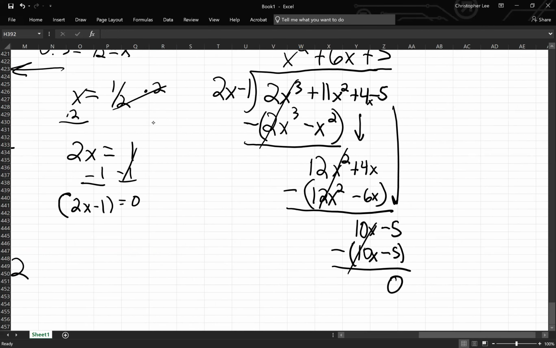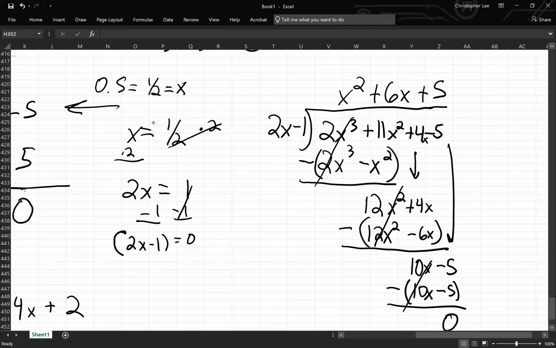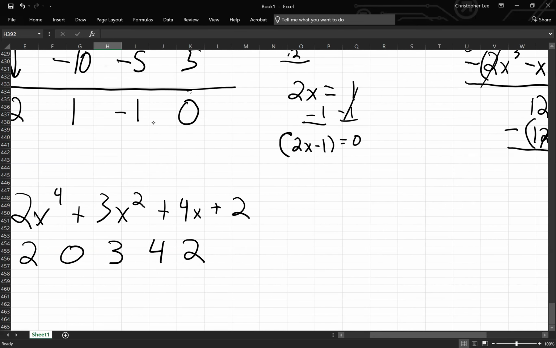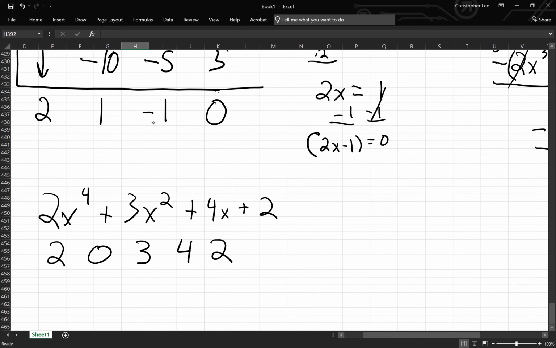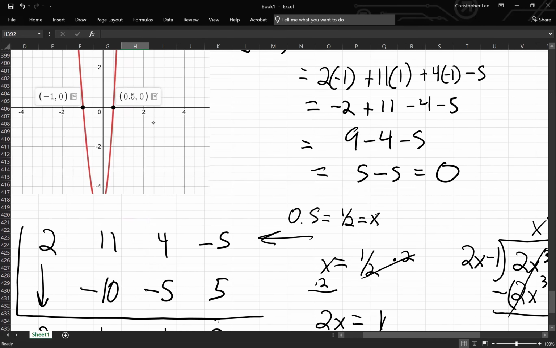Likewise, if I'm doing long division, same issue. If I had this polynomial here, I would write the polynomial on the bottom out as 2x to the fourth plus 0x cubed plus 3x squared plus 4x plus 2, right? This will help you to avoid any errors when you're doing your long division, all right? So that's my only little tip in regards to this.